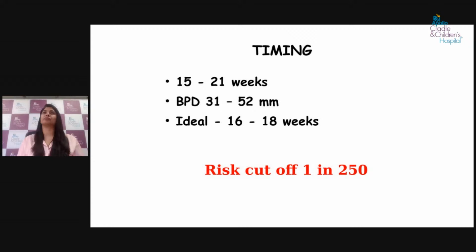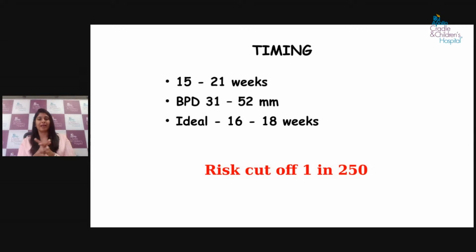What is the timing to do it? Somebody has missed the first trimester screening, or they come for a scan when their CRL is more. Now they will not be able to do a double marker test or an NT screening because we will not be able to calculate. Those patients can be subjected to a 15 to 21 week scan, where they can go for a quadruple or triple marker test. The timing to do a triple or a quadruple is 15 to 21 weeks, and the ideal time is 16 to 18 weeks.